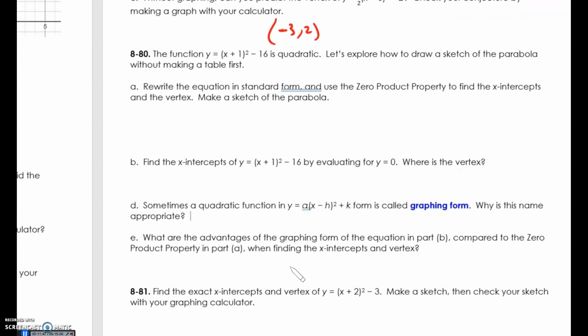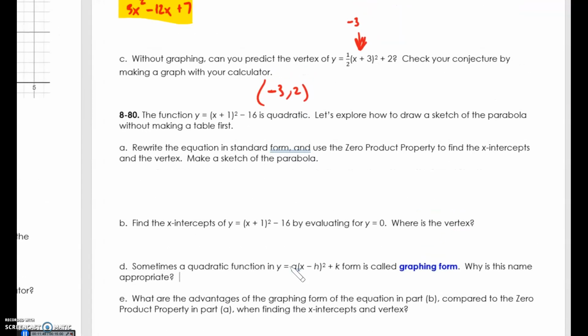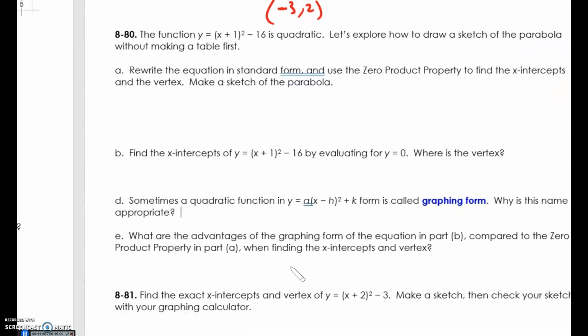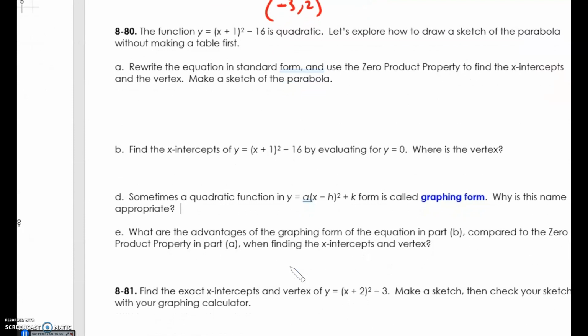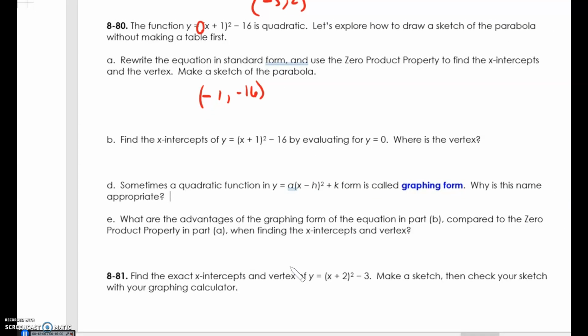Next question, let's just do the same thing. Oh, let's go back. Would this one be upward or downward? This one would be upward because it's a positive coefficient. All right, let's take a look at this one. Same thing. What's the vertex? The vertex would be (-1, -16). And this one would also be upward because the coefficient's just 1.